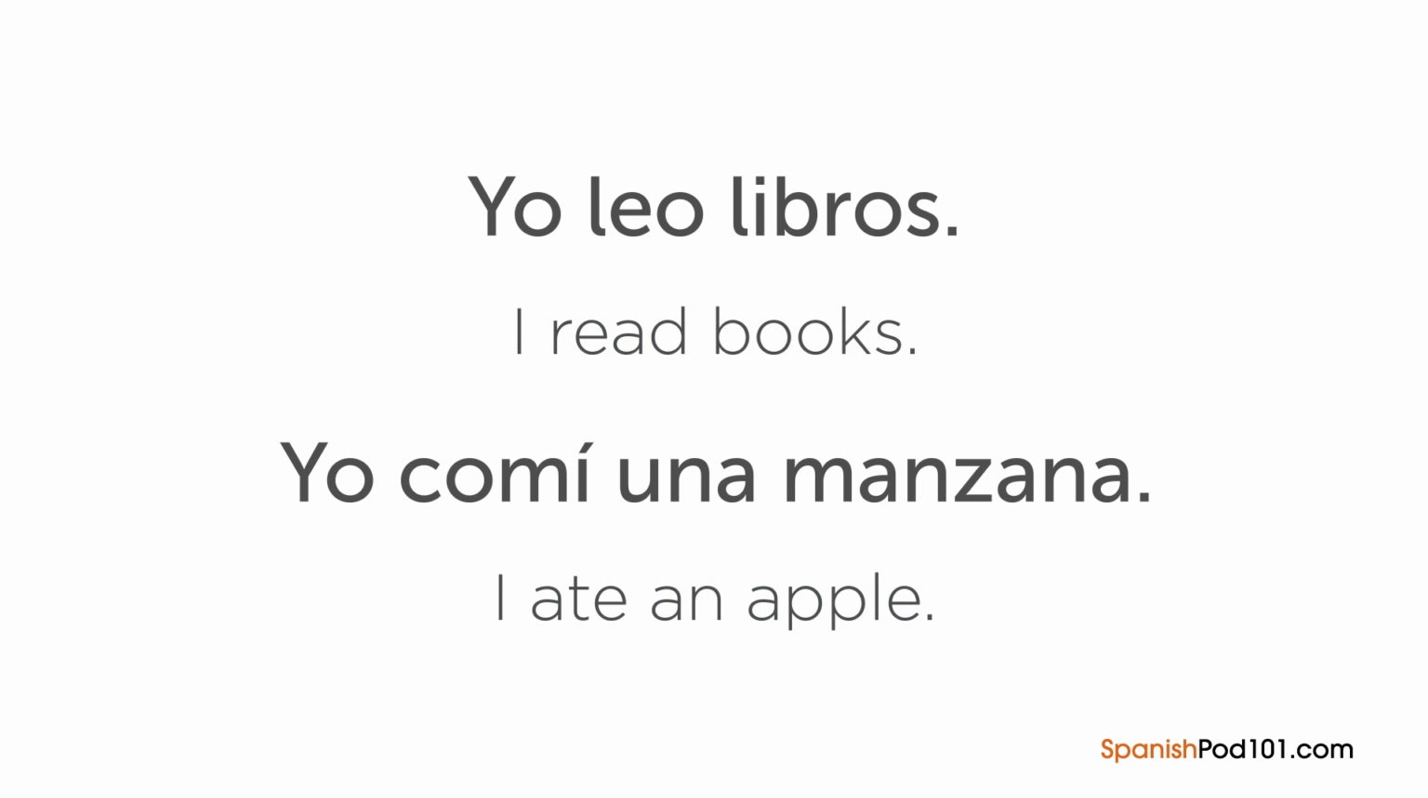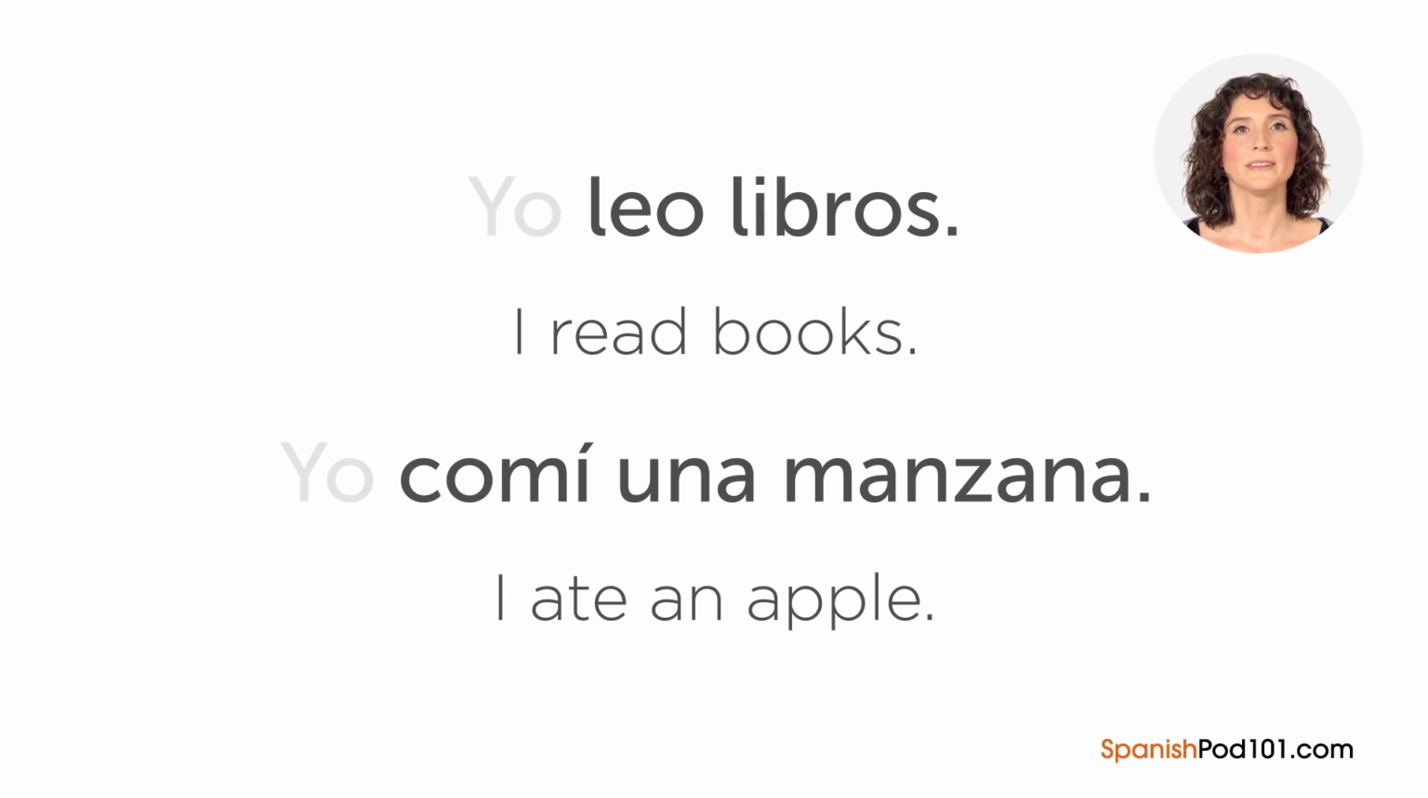More often than not, if we wanted to say, I read books and I ate an apple in Spanish, we would not usually say, Yo leo libros. Yo comí una manzana. But instead we would just say, Leo libros. Comí una manzana. Notice how the subject I is omitted from the sentence. This is how most Spanish sentences are constructed and spoken in real life. When it's clear who or what the subject is, most Spanish speakers would omit the subject altogether.